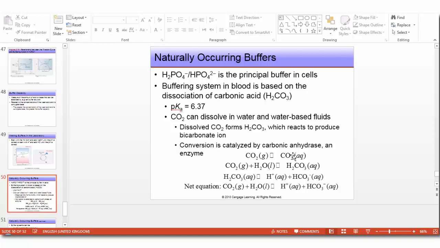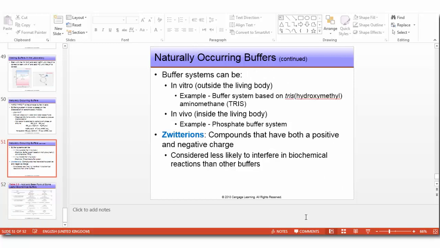Now again, CO2 can dissolve in water and water-based fluids. Dissolved CO2 then forms carbonic acid, which again dissociates to form the bicarbonate ion, and this is a summary of the equations. So CO2 always dissolves in water to give us the bicarbonate ion, and this conversion is catalyzed by an enzyme called carbonic anhydrase, which we will talk about towards the end of this course.